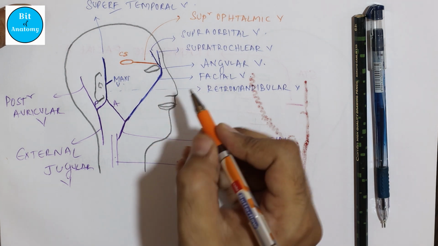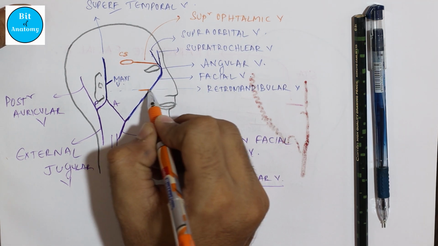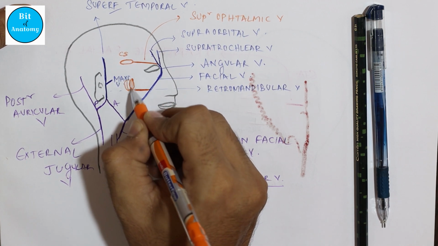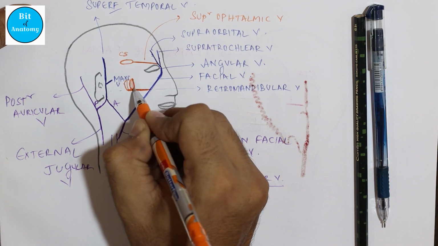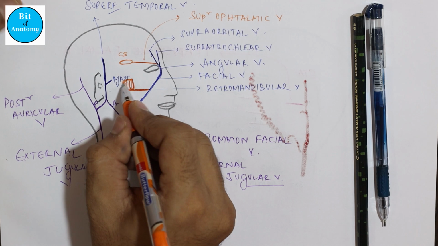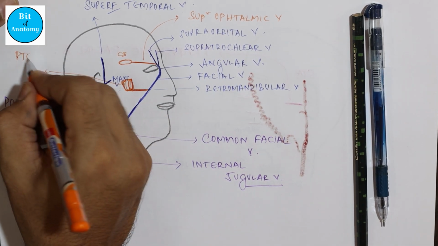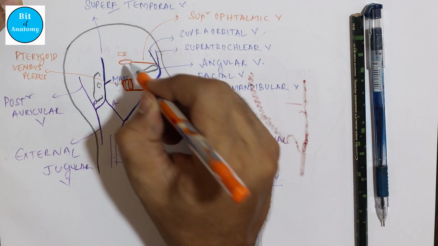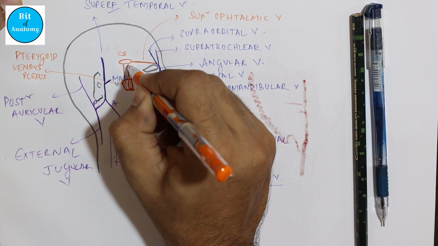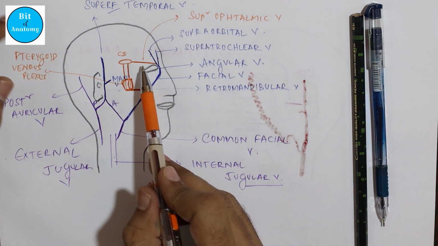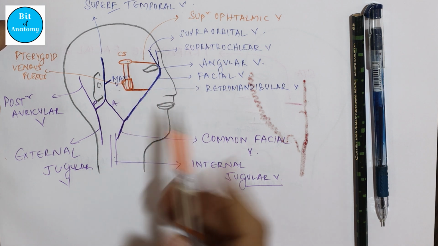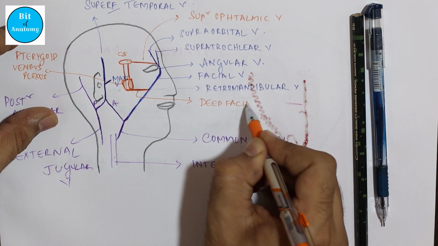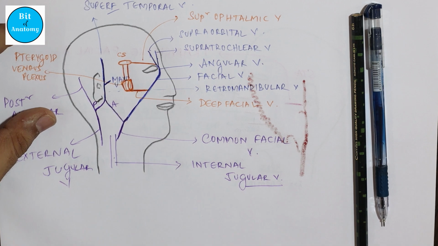One more route is through the veins that are present in the nose. There will be a vein which communicates with the venous plexus in relation to the pterygoid plate of the sphenoid bone. This is called the pterygoid venous plexus, and this pterygoid venous plexus, in turn, communicates with the cavernous sinus. So these are two routes of communication. One is through the superior ophthalmic vein, and one is through the vein called the deep facial vein, which communicates with the cavernous sinus.